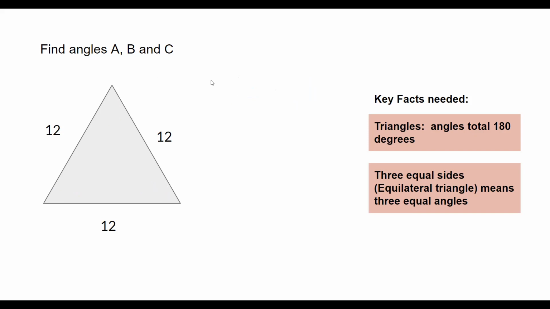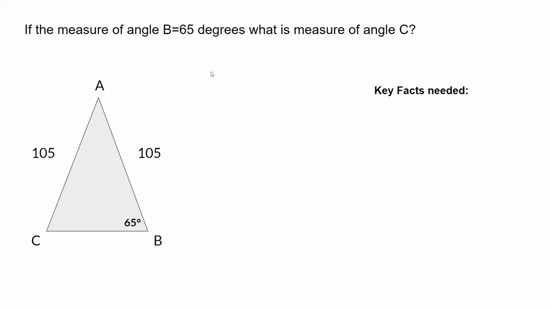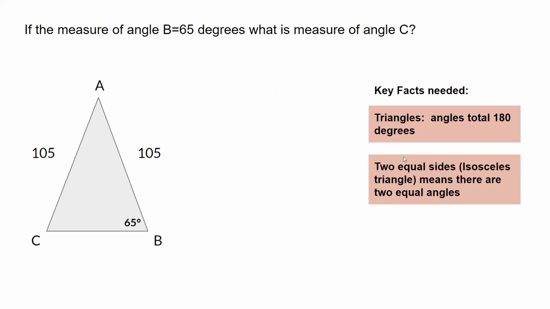All right, let's move on to the next question. If the measure of angle B is 65 degrees, what is the measure of angle C? The key facts that we need, of course, the first one, angles in a triangle must total 180 degrees. But the second one is really important. When there's two equal sides to a triangle, this is called an isosceles triangle. It means that there are two equal angles. And it's going to be the angles that look like they should be equal.